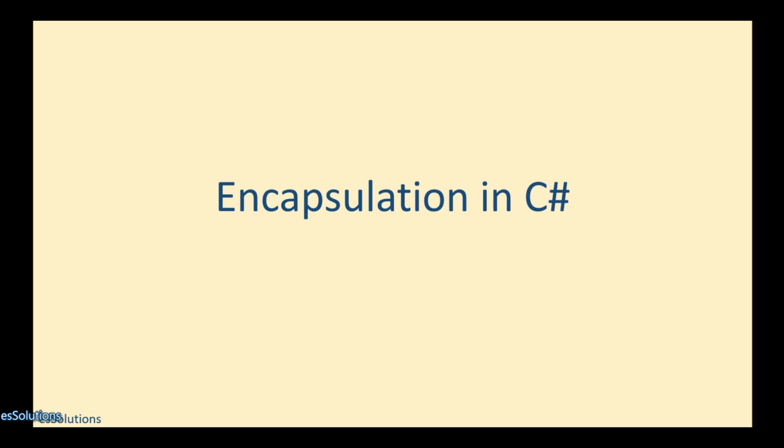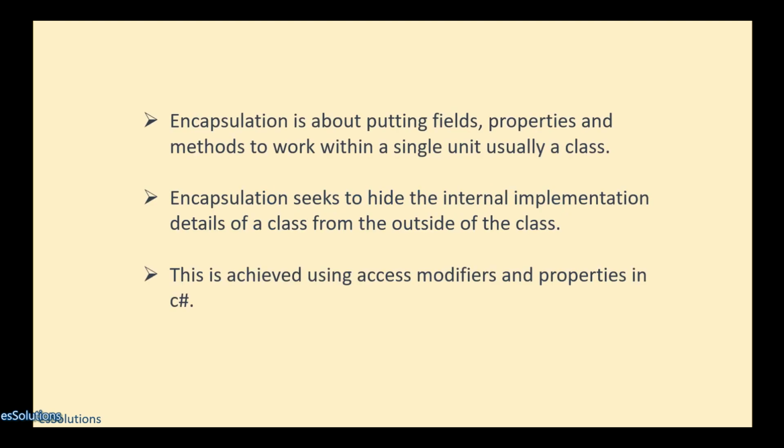Previously, we had talked about what OOP meant. In this video, we'll be looking at the first of the three I mentioned, which is encapsulation. So what is encapsulation? In English, encapsulation is just enclosing something, like enclosing it in a capsule, just making sure it is closed up. For us in C#, encapsulation is about putting fields, properties, and methods to work within a single unit, which is usually a class. So it puts everything into a single unit.